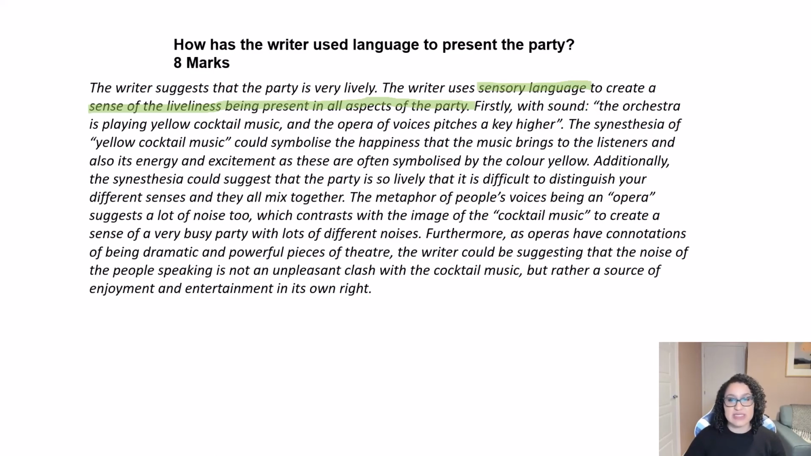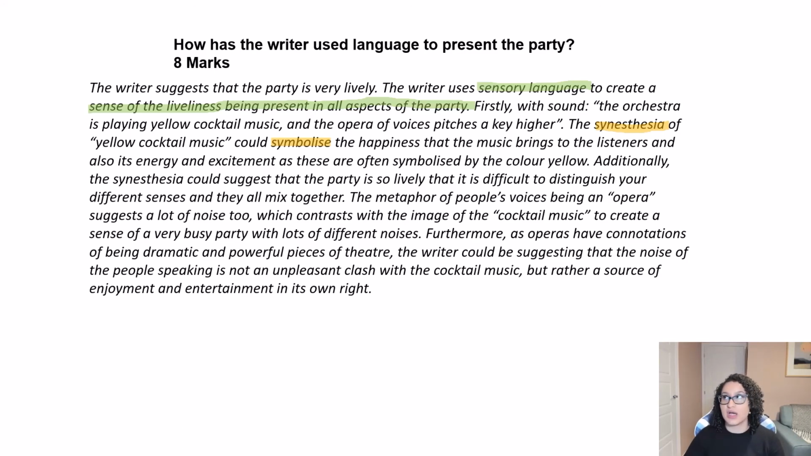So it says, "Firstly with sound, the orchestra is playing yellow cocktail music and the opera voices pitches a key higher." So it's identified the sound of the sensory language, and then it's provided the quote. It then zooms in and looks more closely at that quote. So we have the synesthesia of yellow cocktail music could symbolize the happiness that the music brings to the listeners, and also its energy and excitement, as these are often symbolized by the color yellow.